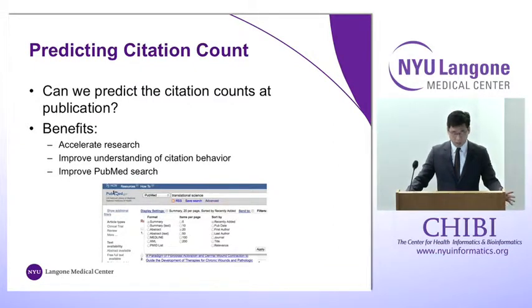And also a practical application is we could improve PubMed search. Now when you do a PubMed search, you can sort based on date, author, journal, those types of things. But if you could give a measure of the anticipated impact, meaning this paper is likely to be highly cited, that would be useful to people.